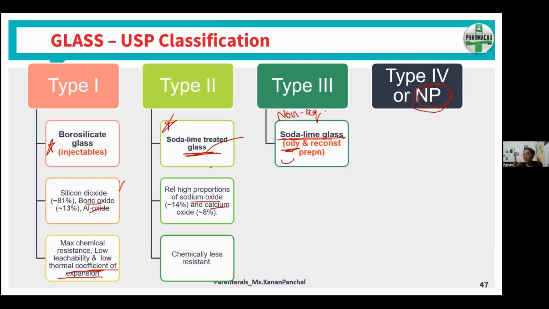Alright, so in this you can fill oily based preparations and then reconstituted preparations. That means dry powder, you just fill the dry powder, and only at the time of administration you will reconstitute it. The lyophilized powder, at the time you will reconstitute and immediately you will administer. So the amount of time, the residence time of your formulation in this container is going to be minimal, correct? So that is why in type 3 you can fill these two types of products.